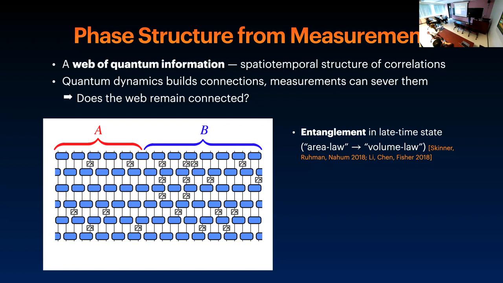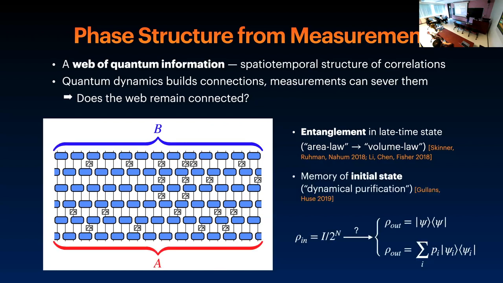But the same picture for this network of information also applies to not just spatially separated subsystems, but also temporally separated ones. If I ask about information that is shared from the initial state, so A is the bottom here, the initial state, and this subsystem B, which is the final state, I can still feel the effects of this network of information being connected or disconnected. It manifests as basically persistence or loss of knowledge about the initial conditions. The transition is the memory of the initial state. And this paper here by Gullans and Huse has been called a dynamical purification transition.